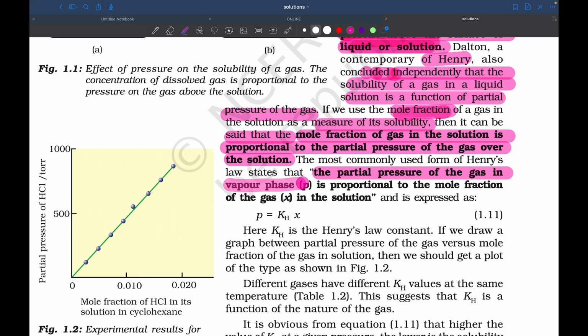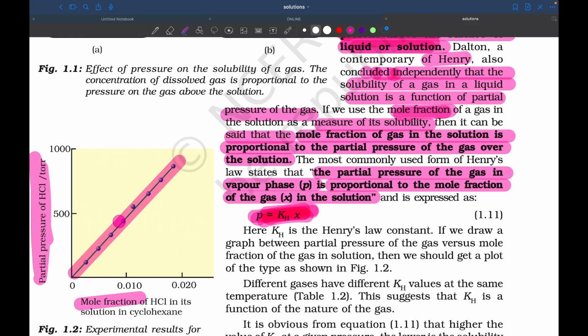The most commonly used form of Henry's law is that the partial pressure of a gas in the vapor phase is proportional to the mole fraction of the gas in the solution. So this is the Henry's equation given here, and this is the graph which is drawn, mole fraction versus partial pressure. It's a straight line without any intercept.